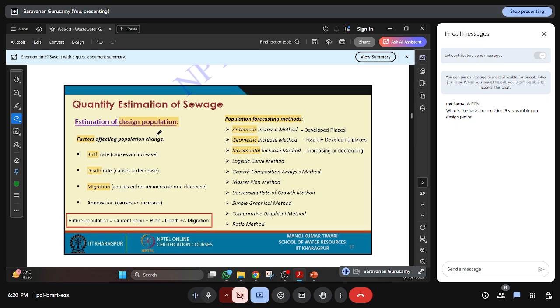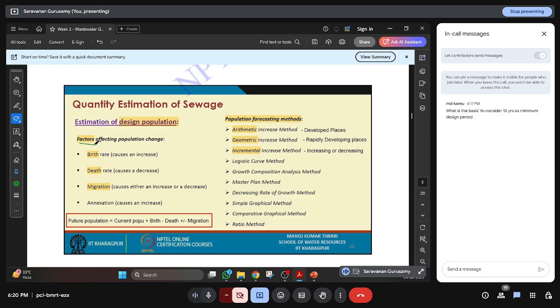Then we have to calculate the population for the design period. I know today's population, but how can I calculate the population 15 years from now? How can I calculate it? We have different methods to calculate the population, and that is what we are going to discuss in the next 10 slides.